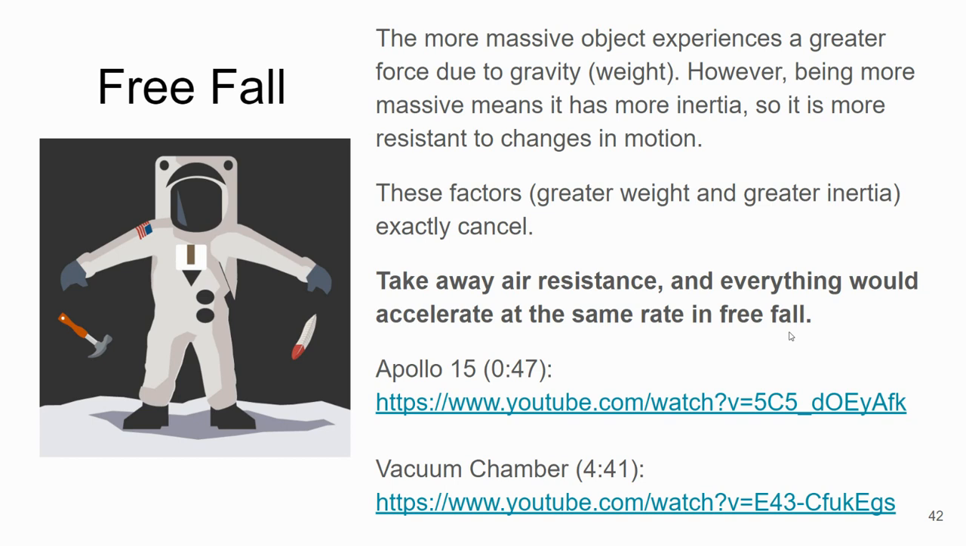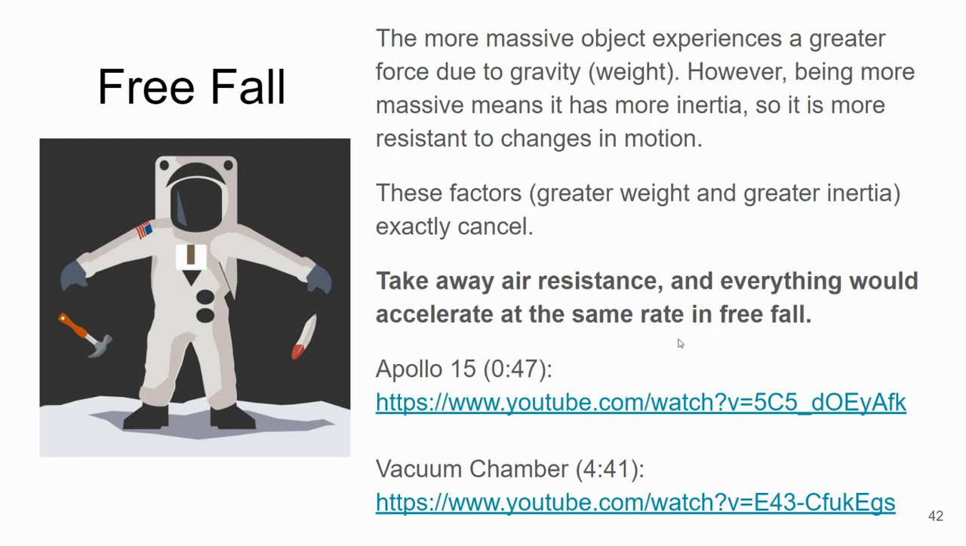So these two factors, there's more weight, which is more force due to gravity, and also greater inertia, will just exactly cancel. So in the absence of air resistance, any object you drop is going to accelerate downwards at the same rate as any other object, which is the point of these two videos. So I'll put links to these videos in the description to my own video here.